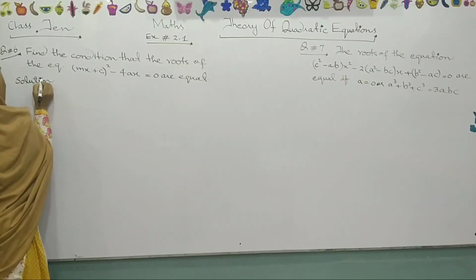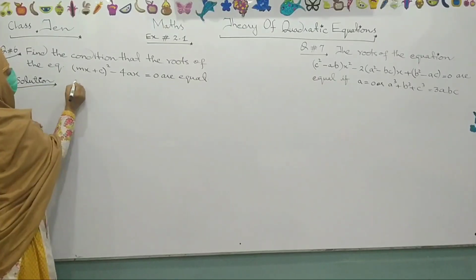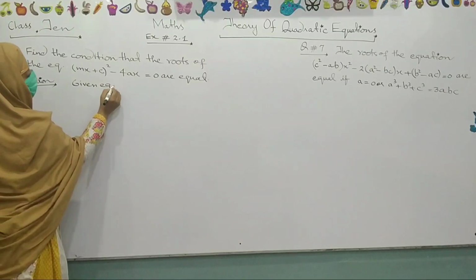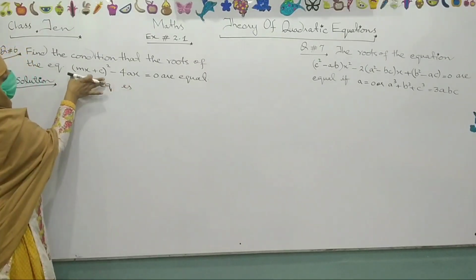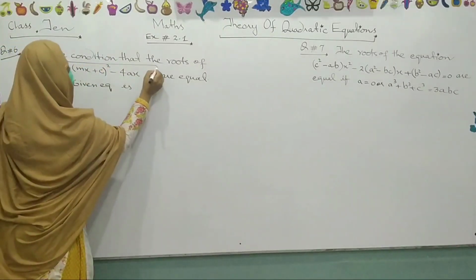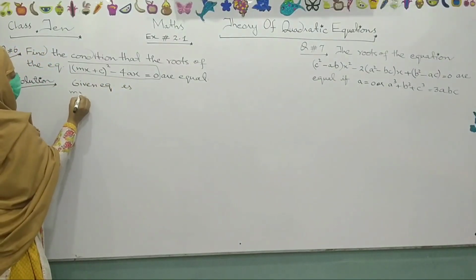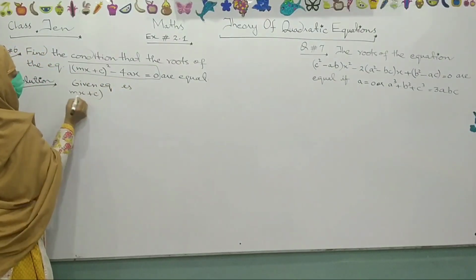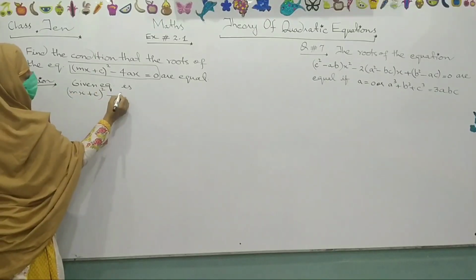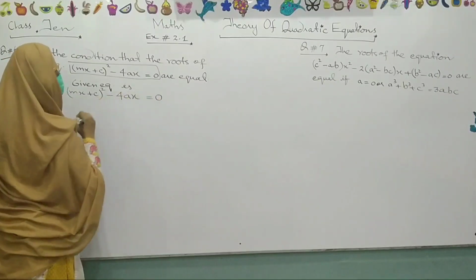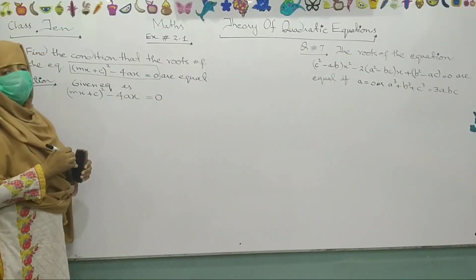Solution. Given equation is, what is our given equation? This is our required equation, this one which I have blocked. This is (mx + c) whole square minus 4ax is equal to 0. This is our given equation.